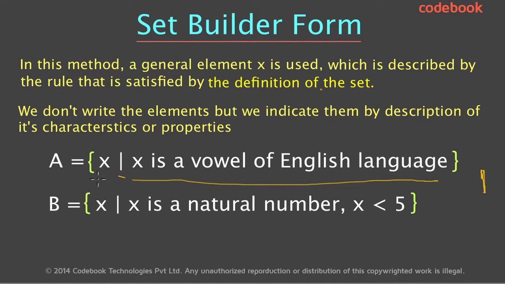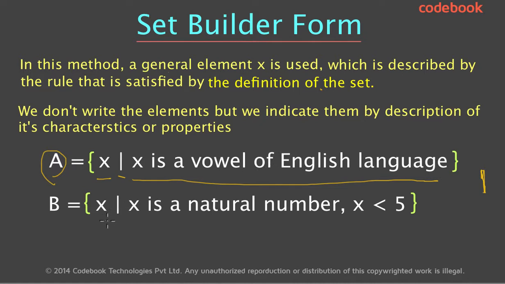So as you see, we have a general element x and we are defining a rule that is satisfied by the definition of the set. So the rule here is it must be the vowel of the English language, and the set A is defined as set of vowels, right? So the definition is set of vowels and you are defining the rule that is satisfying the definition of the set, and the rule over here is it must be a vowel of English language.